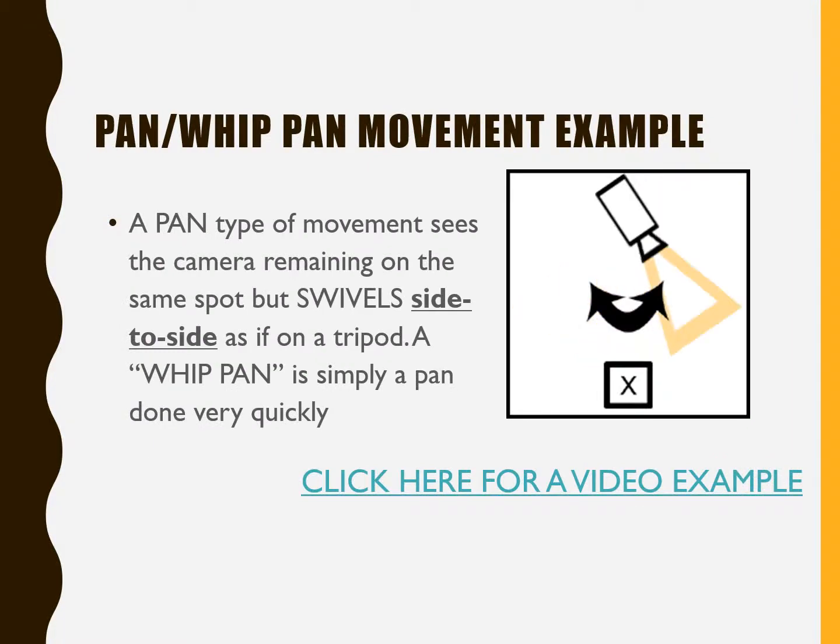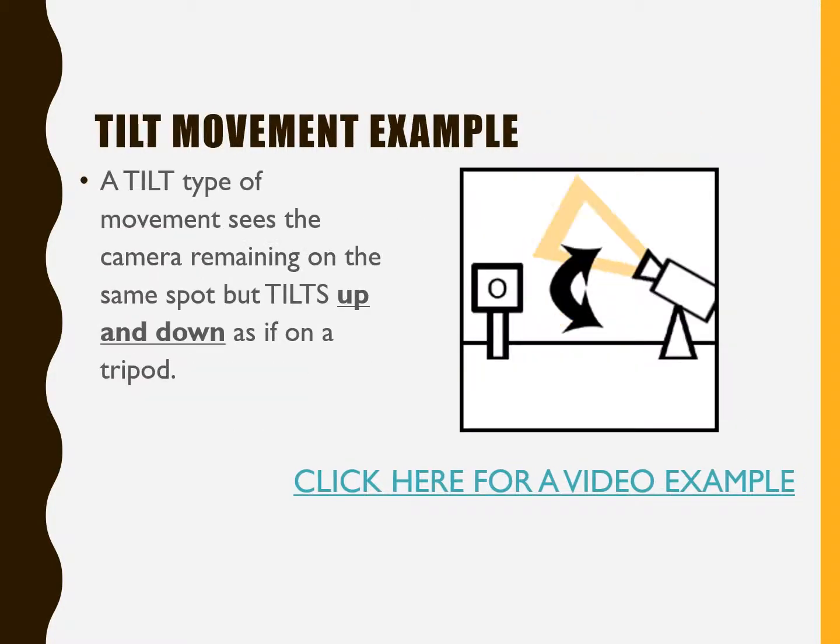A pan shot is a type of movement that you can see hopefully in the graphic there, that the camera swivels from side to side as if on a tripod, right? A whip pan is simply that being done very quickly. You can download the PowerPoint and click on there for a video example as well. So do that if you're interested or curious or want some more information. A pan, the camera doesn't move, it just swivels, right? Think of if that were you, you'd be turning left and right, but not moving your legs, right? That's a pan, whip pan movement, right?